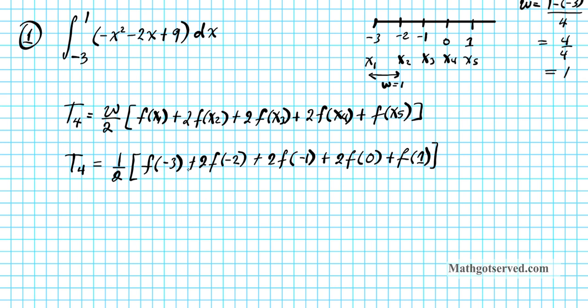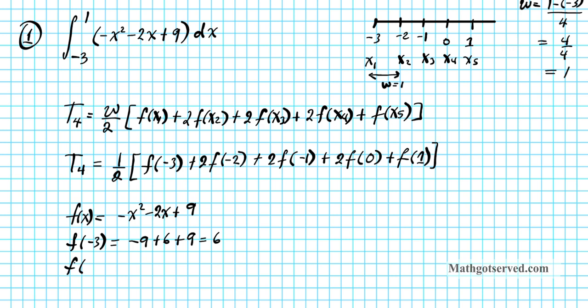Alright, so that's that. Now let's calculate what our output values are. We'll just simply plug in these values into our function, okay? Don't forget, f of x is the integrand. F of x is -x squared minus 2x plus 9. Okay? All right, so what is f of -3? Just plug in -3 here. We'll have -9 plus 6 plus 9, which is equal to 6.